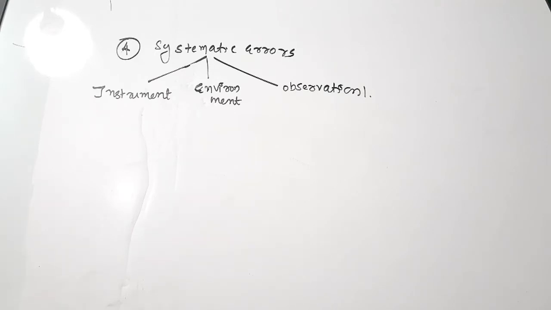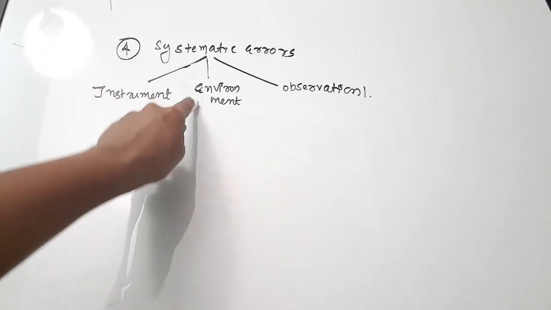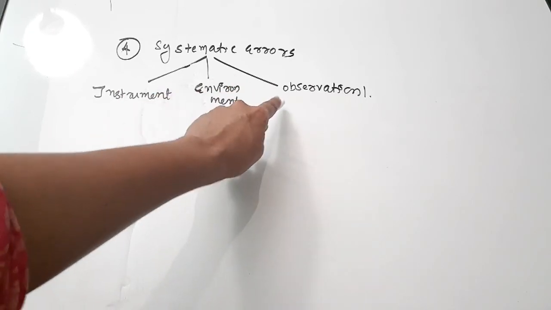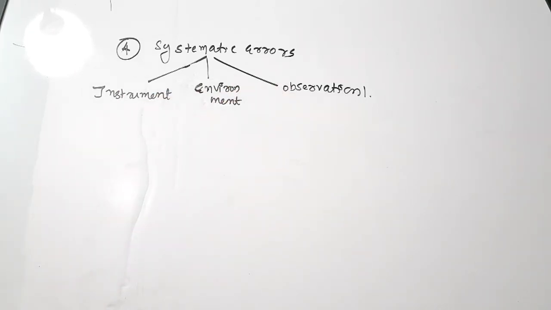The fourth classification is systematic errors. In systematic errors, the error is happening due to the wrong way of taking the observation. It can be due to a problem in the instruments, or due to environmental variations, or due to the wrong way of observation, same as parallax error.